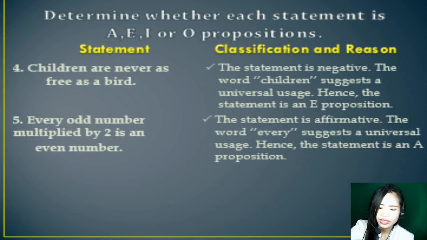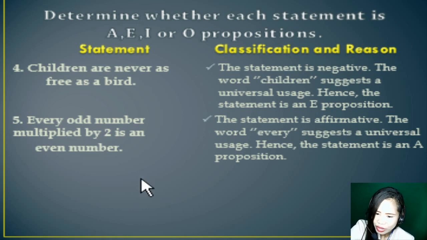How about statement 4? Children are never as free as a bird. How are you going to consider that one? From the word never, it is obvious that the statement is negative. The word children suggests a universal usage. So this is universal negative proposition, or this statement is an E proposition.